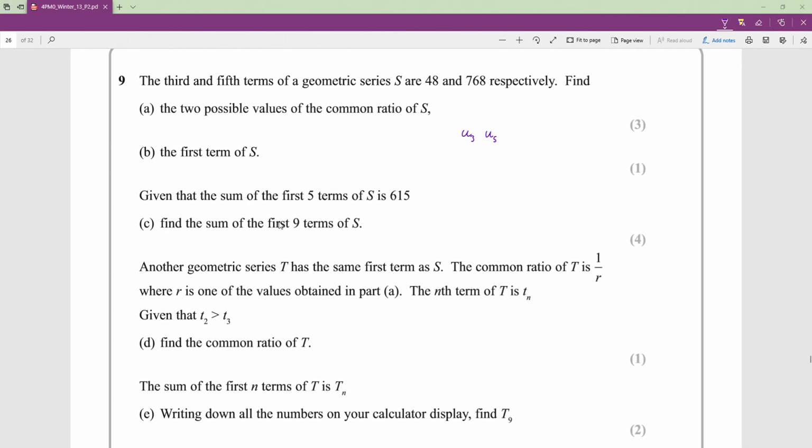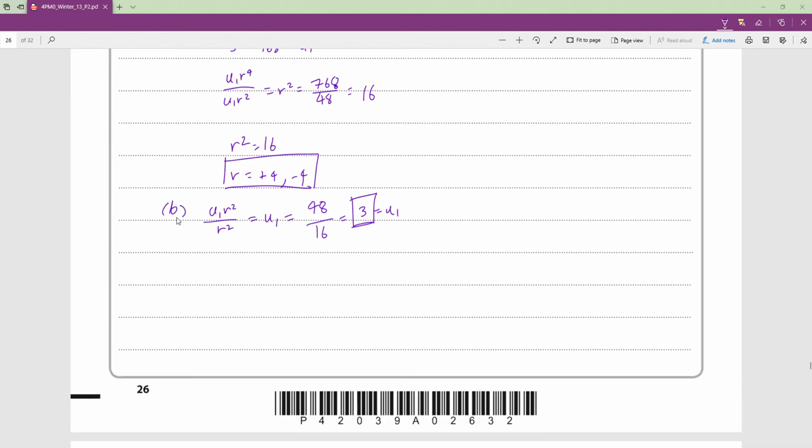Given that the sum of the first 5 terms of S is 615, find the sum of the first 9 terms of S. Alright, so something to note here. There is a logical shortcut that we can take. Imagine you have the sum from 1 to 5 is equal to 615. So that means the sum from 2 to 5 is equal to 615 minus the first term, which is 612. So why is this useful to us?